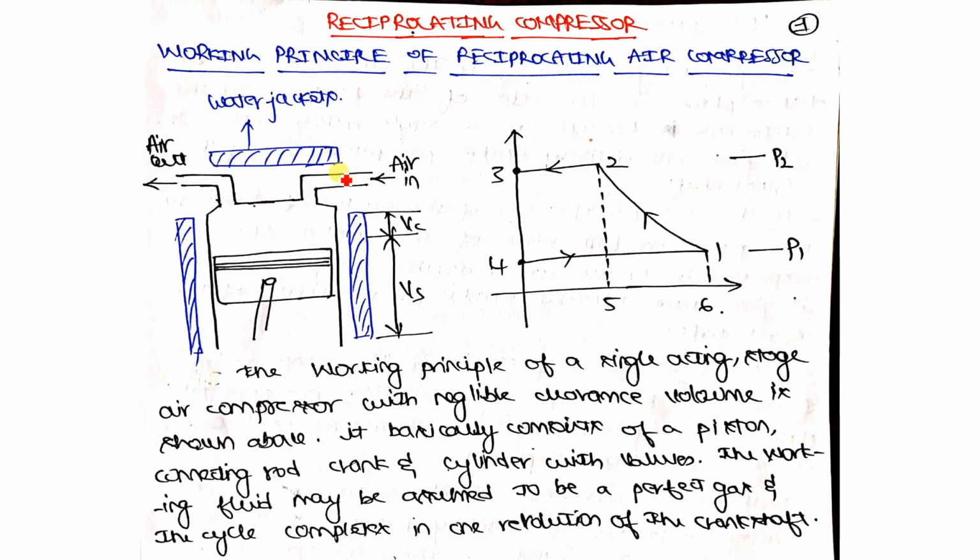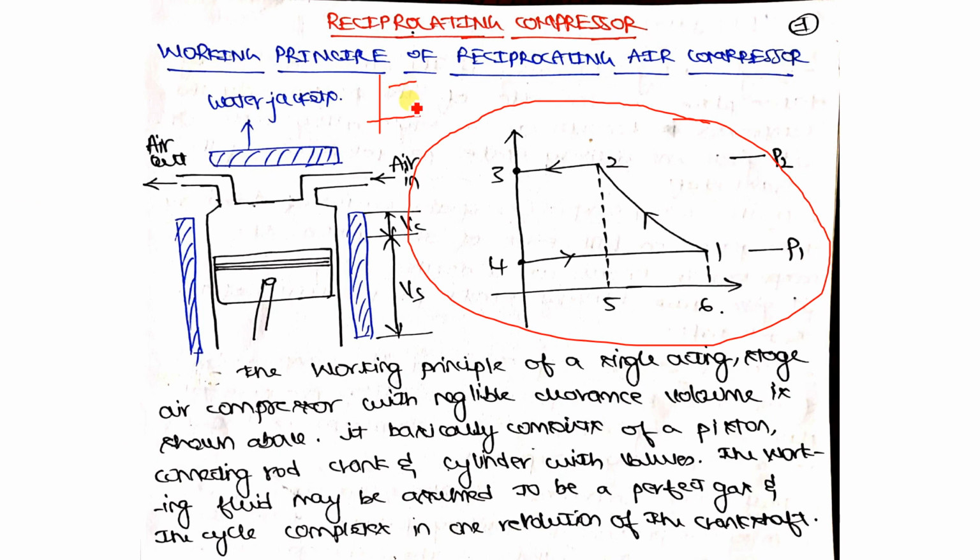And remember, this is the PV diagram without considering the clearance volume. If you are considering the clearance volume, it would be of such kind, away from the axes. Okay, so that is one thing. And water jackets are provided all around the cylinder walls. Why? In order to remove the heat and maintain the isothermal process, or to maintain the temperature constant, that's why the water jackets have been provided.